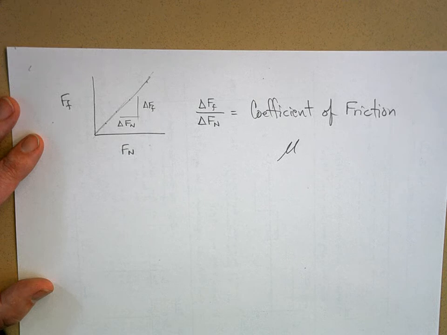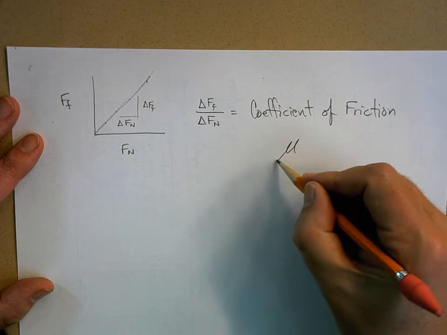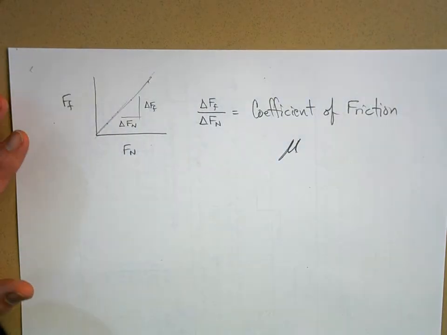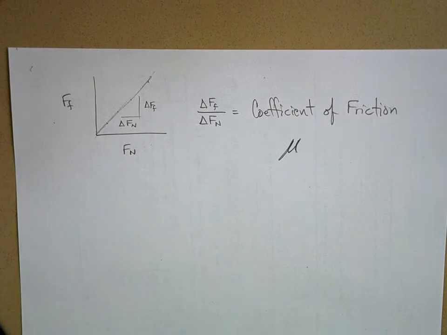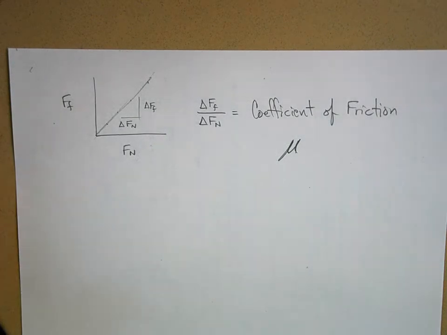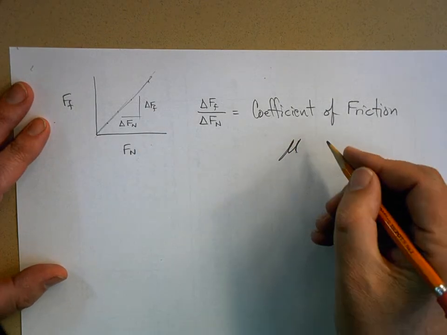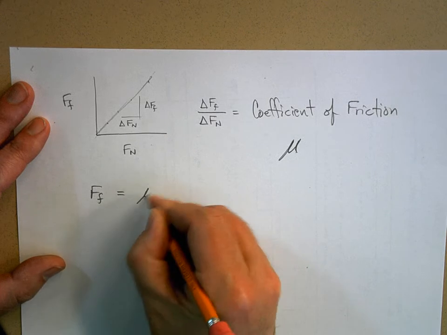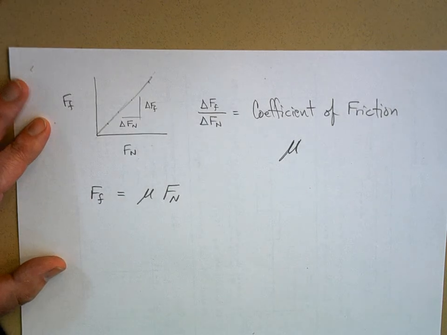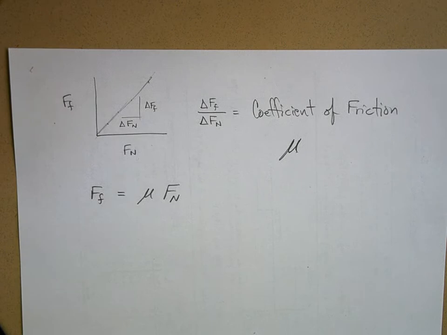It's mu. This is a Greek letter mu. Here's how you remember how to say it. It's pronounced mu. Now, in America, cats say meow. But in France, cats say mew. It's true. It'll help you remember: mu. So we can say that the force of friction is equal to mu times the normal force. Okay?